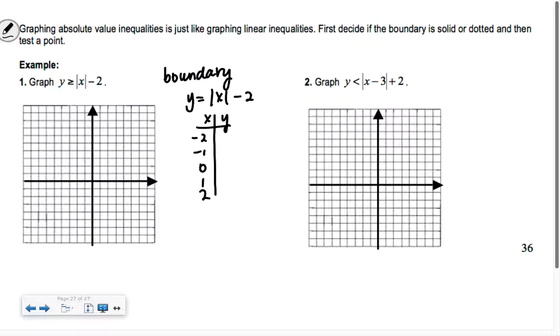When you plug -2 into the absolute value, you get 2, minus 2, 0. -1 in the absolute value gives you 1, minus 2 is -1. 0 gives you -2. 1 gives you -1, and 2 gives you 0. So we have (-2, 0), (-1, -1), (0, -2), (1, -1), (2, 0). And we know that it's a solid line.